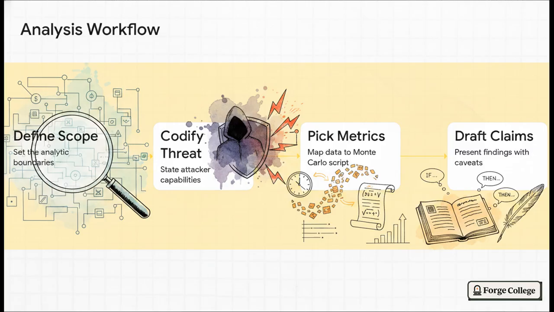workflow for your analysis. First, you define your analytic scope. What exact questions are you trying to answer? Second, you codify the threat model, writing down those precise attacker assumptions. Third, choose your metrics and methods, essentially mapping your latency data to your Monte Carlo script. And finally, step 4, draft your claims with caveats. You state exactly what you found, sure, but you also clearly state the specific conditions under which it holds true.